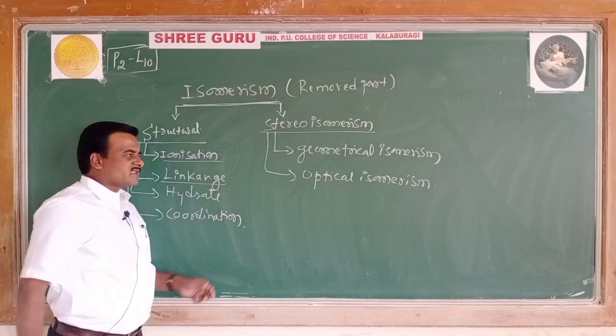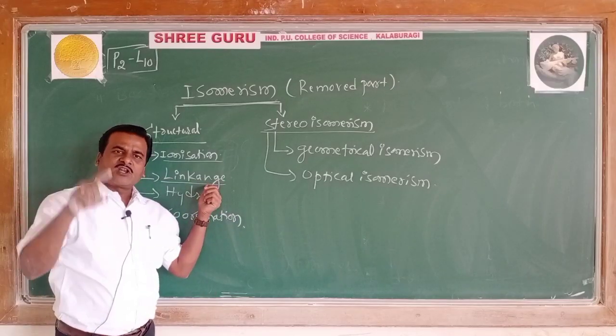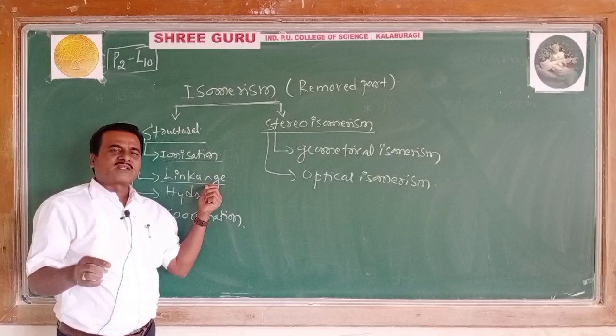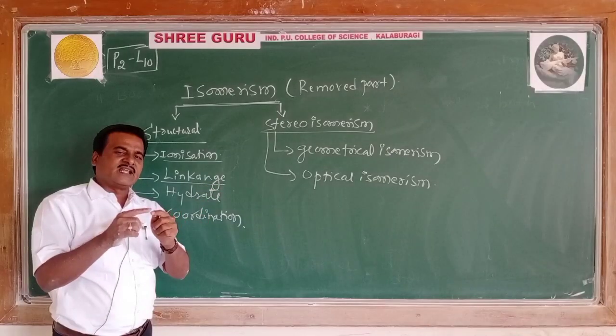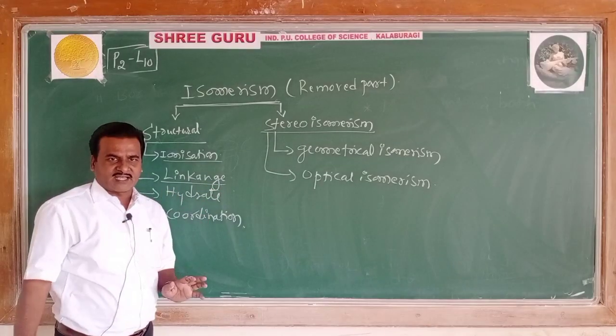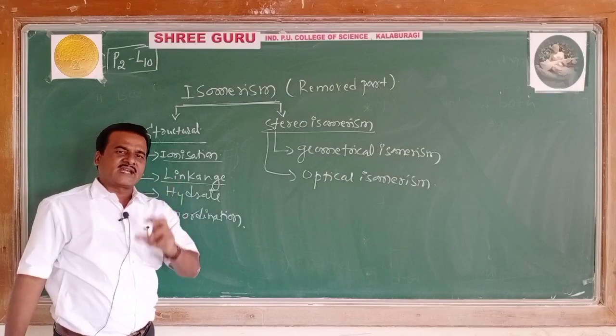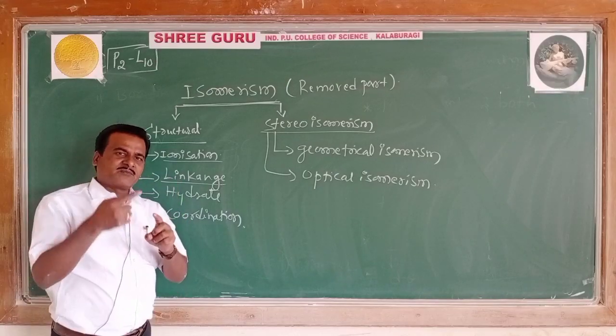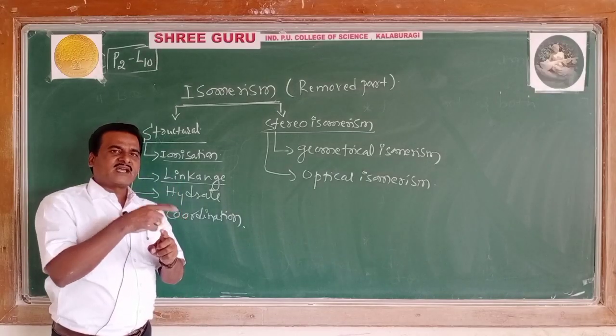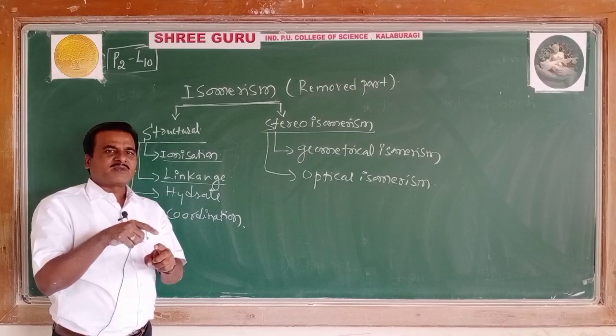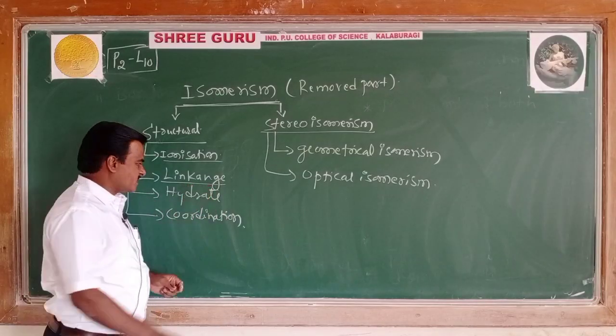Then what about linkage? The molecular formula remains the same, but there is a difference in the linkage between the ligand with the central metal ion, such as if it is a nitro NO2 ligand, N may link with the metal ion, or O may link with the metal ion. That is what linkage isomerism.